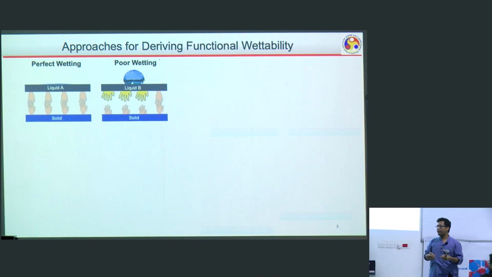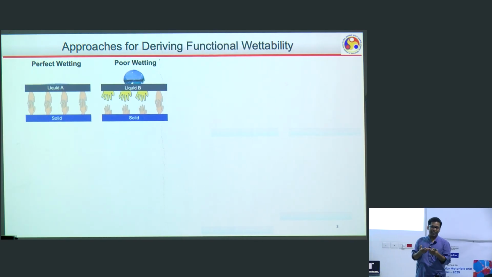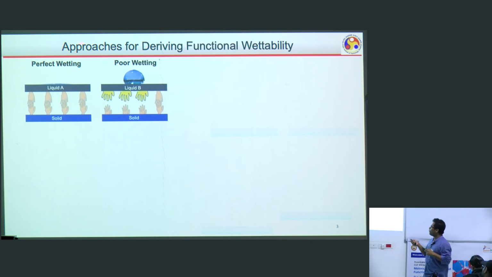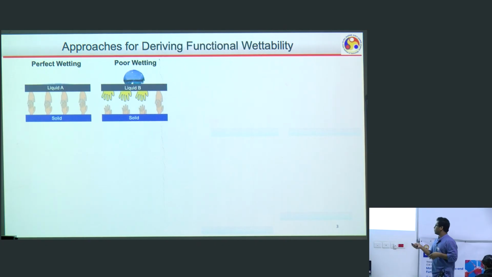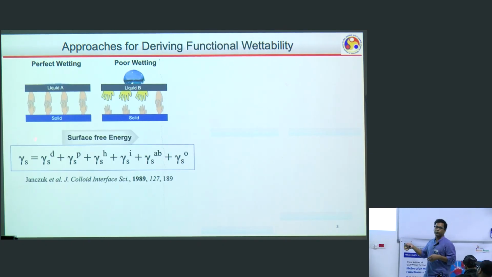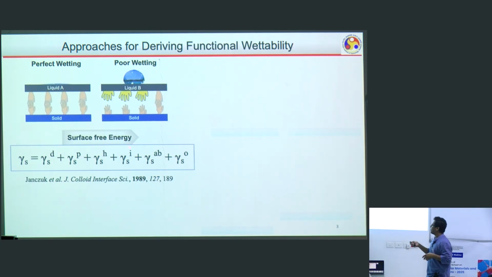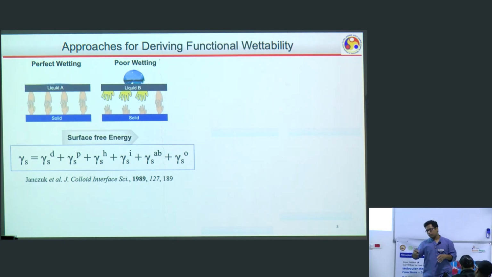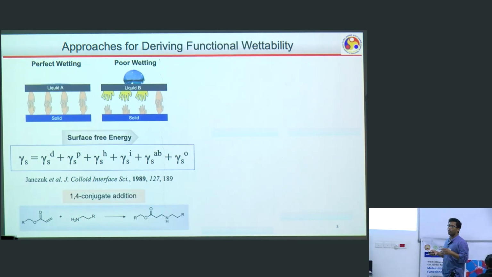Rather, we should play with the surface free energy, and that is where the problem is. Surface free energy you cannot really change just by changing the topography. You have to play with the chemistry, right? Once you know that, then you can play with the interaction between liquid and solid. The major parameter is surface free energy, which has dispersion component, polar component, hydrogen bonding, ionic, acid-base, and so forth, depending on what sort of functional group you are enriching at the interface. So that is very important, and how strategically you are doing it.